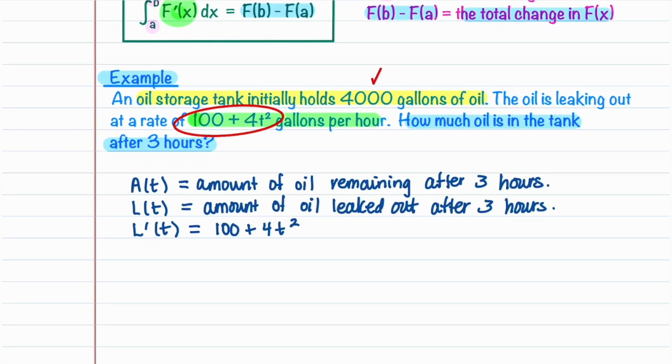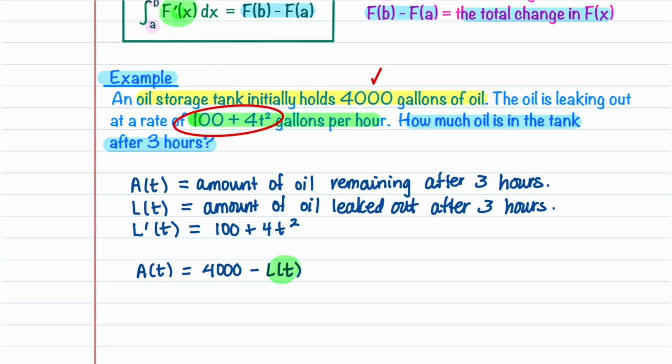Now let's think about this 4,000 gallons. Our tank initially holds 4,000 gallons, so the amount remaining after 3 hours, which is A of t, is going to be the amount that we start with, 4,000, minus the amount that leaks out, and that's L of t. So all we have to do now is find L of t.